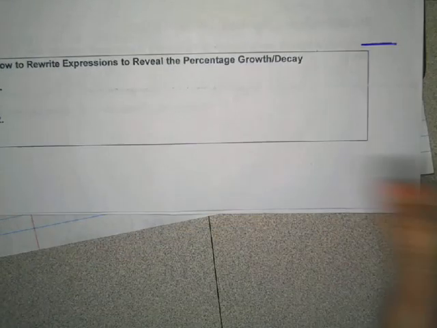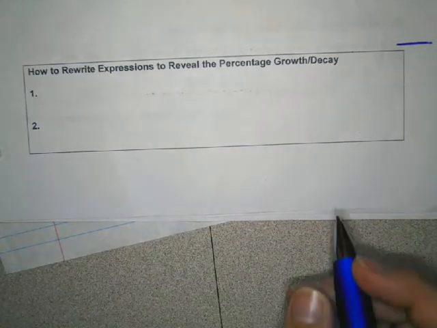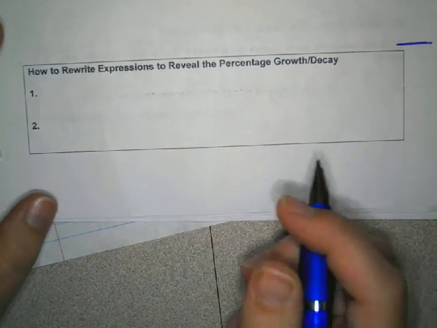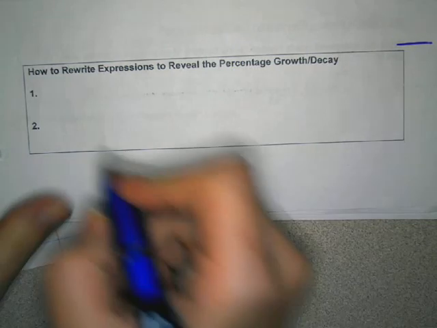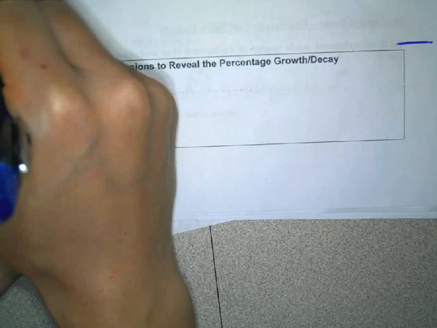Okay, you need to be at this part of your notes. It says how to rewrite expressions to reveal the percentage growth and decay. First thing that you're going to do is you're going to write, and this is the 4 type problems, just to let you know.